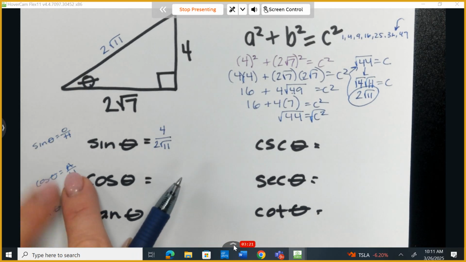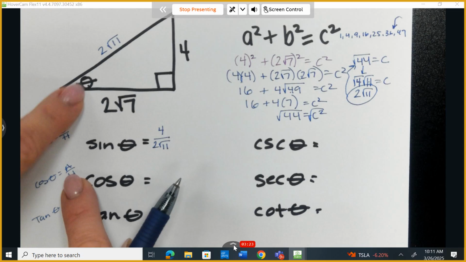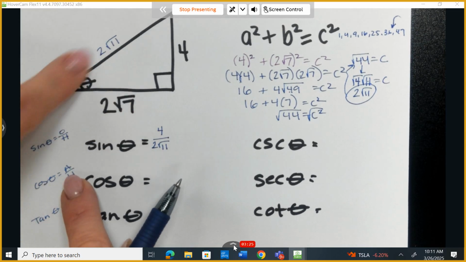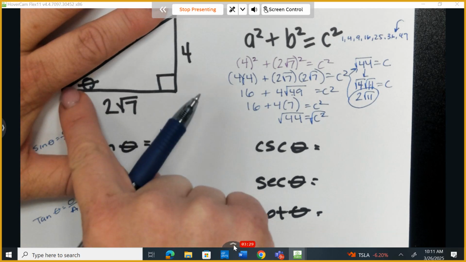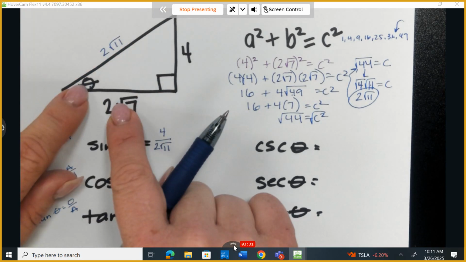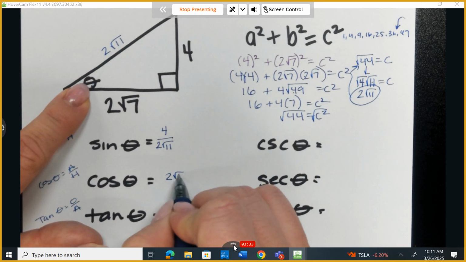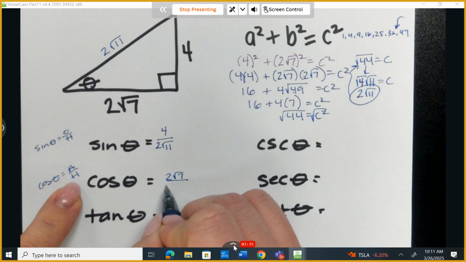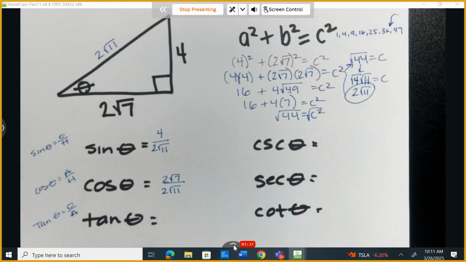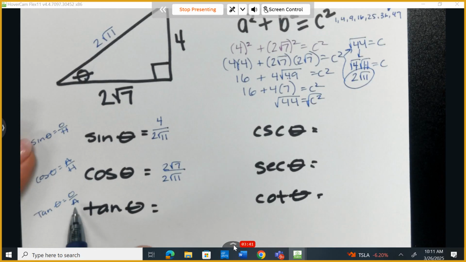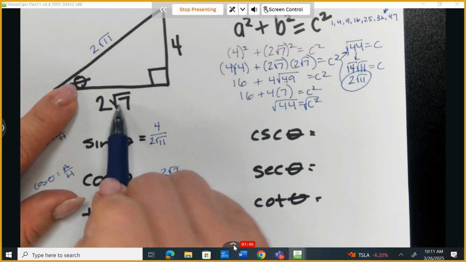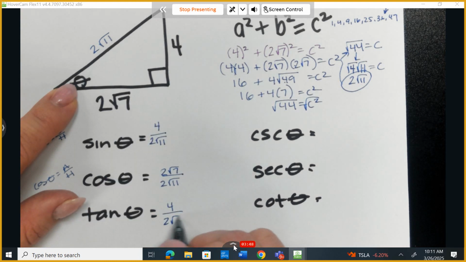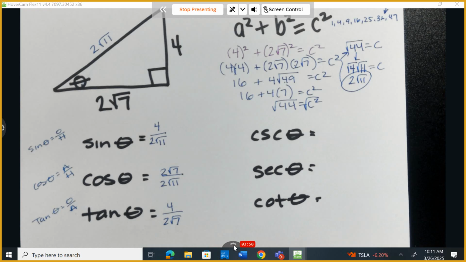Cosine. Cosine is adjacent. Adjacent means that it helps make the angle, but it can never be the longest side. So if it can't be the hypotenuse, then right here is the adjacent side for this angle. So adjacent is 2 square roots of 7 over the hypotenuse, which is 2 square roots of 11. Tangent is opposite over adjacent. Opposite over adjacent. So 4 over 2 square roots of 7.